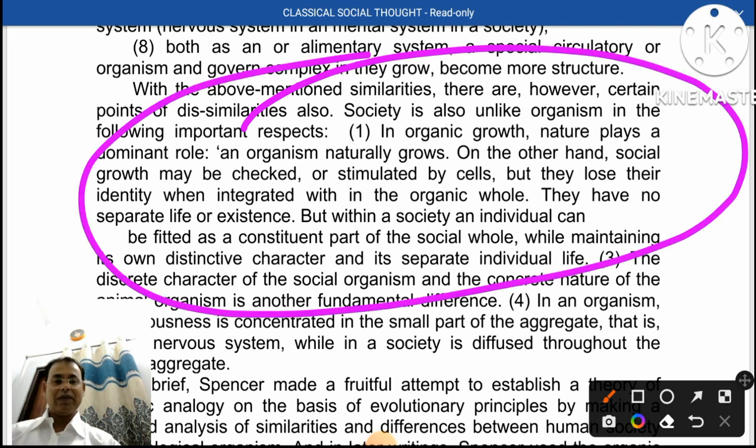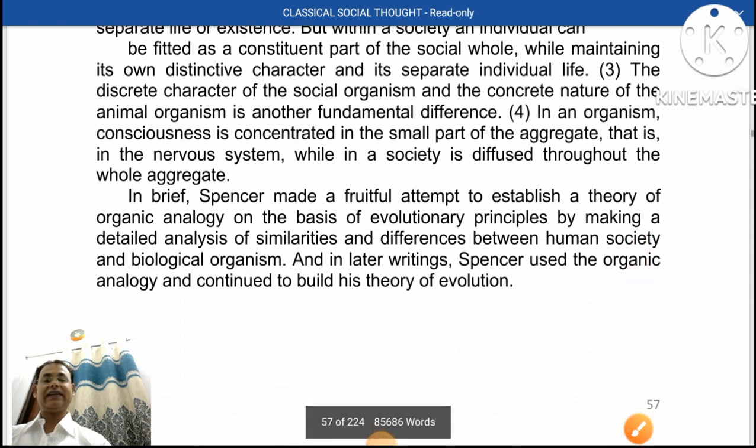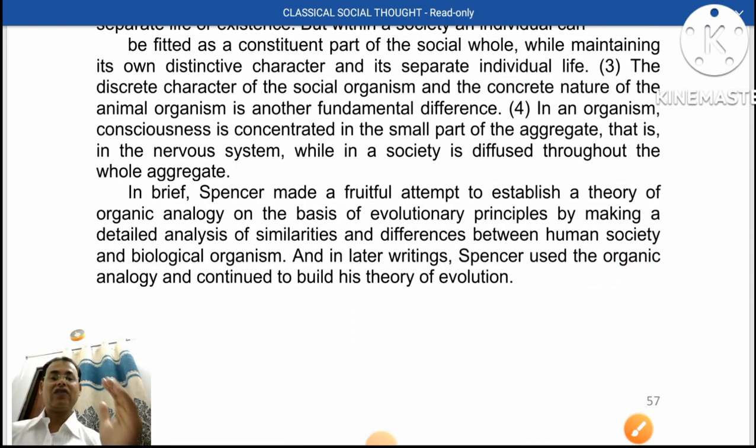self, but they lose their identity when integrated within the organic whole. They have no separate life or existence, but within a society, an individual can be fitted as a constituent part of the social whole while maintaining its own distinctive character and separate individual life.